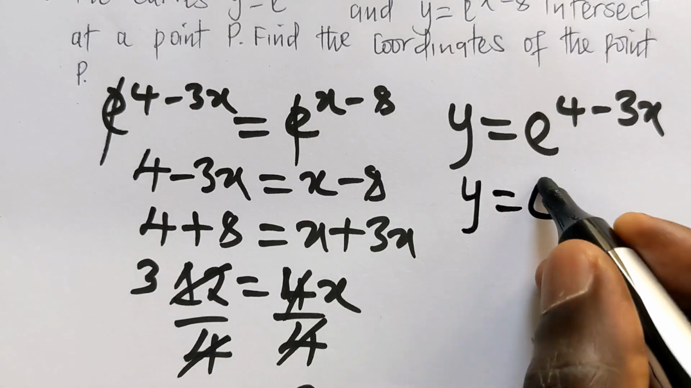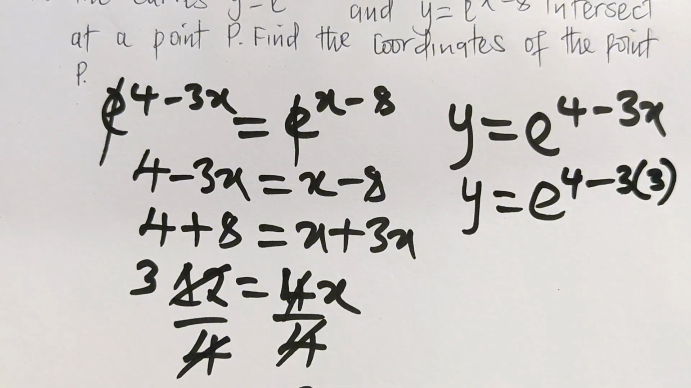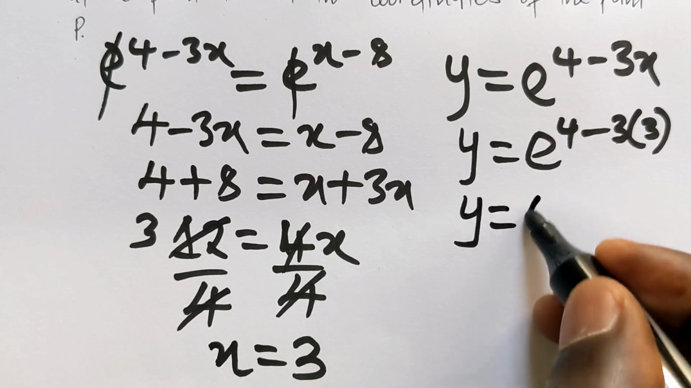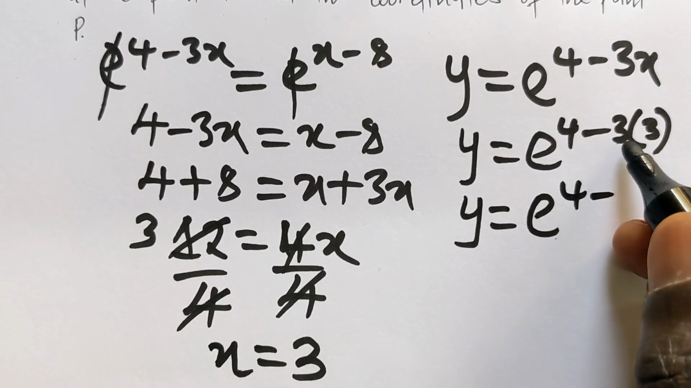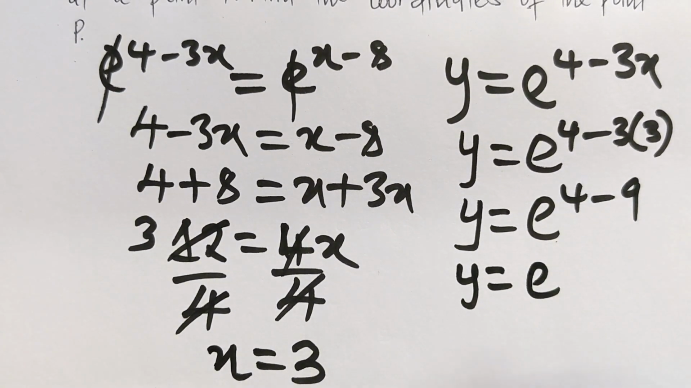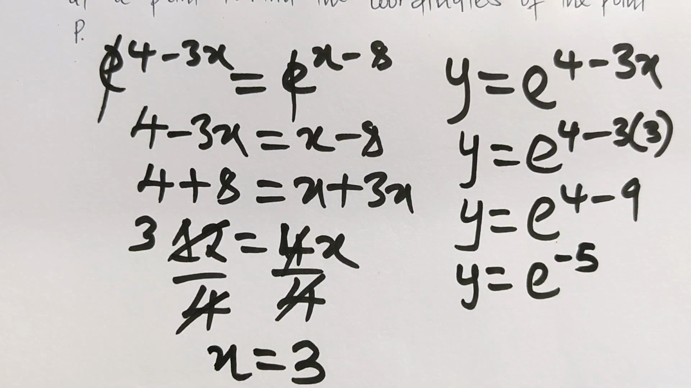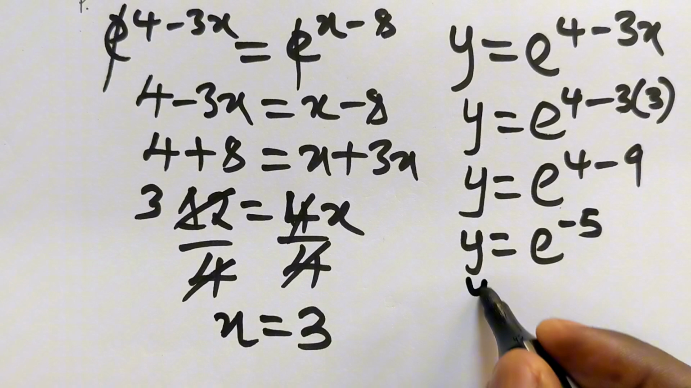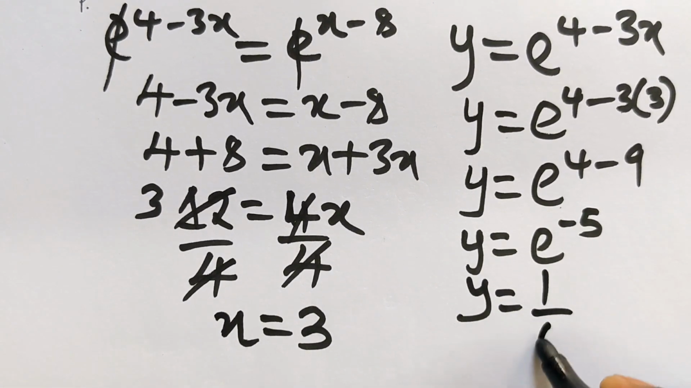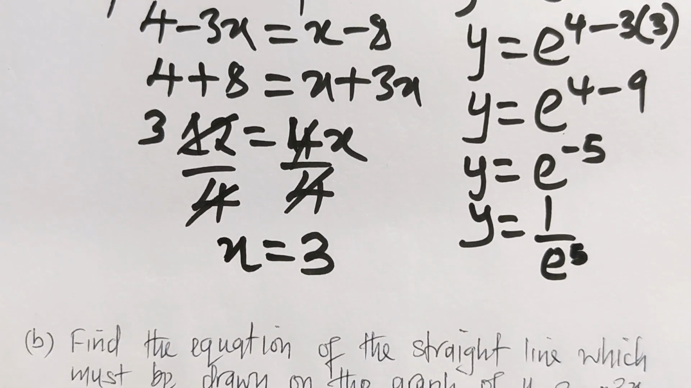So y equals e to the power 4 minus 3 times 3. That's what this means. So 4 take away 3 times 3, which is 9: y equals e to the power 4 minus 9. This is negative 5. So this can be written in this form: to get rid of the negative, we introduce 1 over e to the power 5. This is what we get for y.